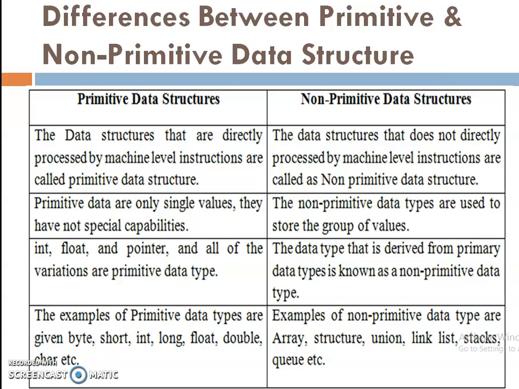And the last difference point is the examples. Examples of primitive data types are byte, short, integer, long, float, double, character, etc. Examples of non-primitive data types are array, structure, union, linked list, stack, queue, etc.